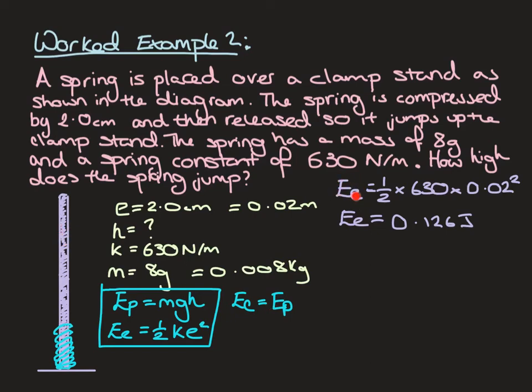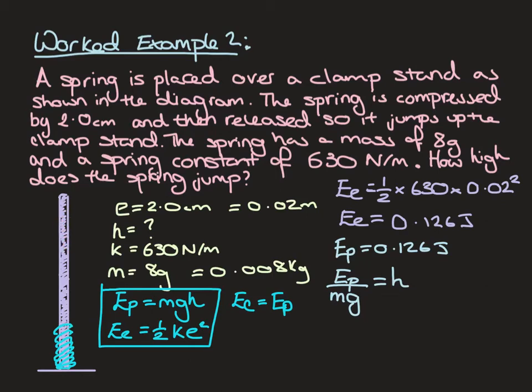How much energy have we got in the elastic store when the spring is compressed at the bottom? We've got half times the spring constant, 630, times the extension squared, or the compression in this case, 0.02 squared. And if we calculate that, we get that there is 0.126 joules of energy in the elastic potential energy store, which means we have got 0.126 joules of energy in the gravitational store when the spring is at the top, at the highest point of its jump.